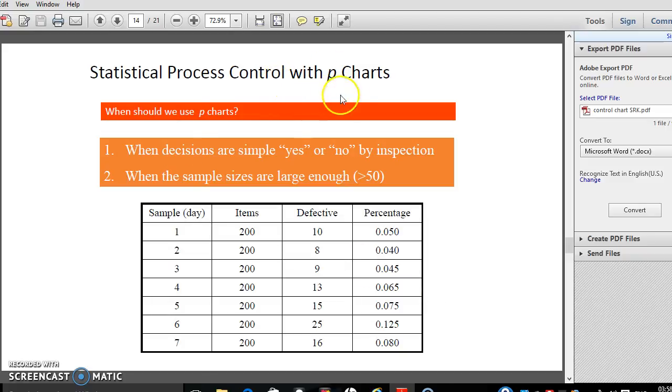Statistical process control with the P chart. It is used when decisions are simple, yes or no, by inspection. When the sample size is large enough, that is greater than 50, the P chart is used. So these are the samples: day, number of items per day, defective pieces and the percentage. So we can find out from this data.